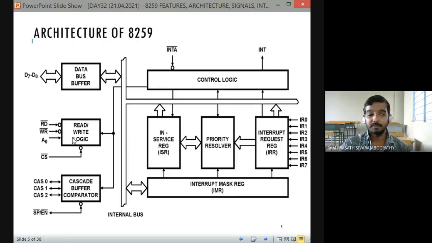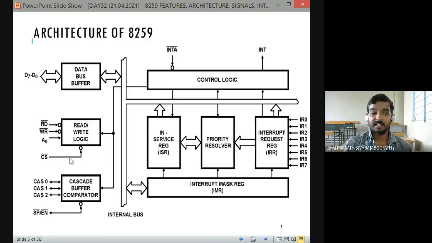Coming to this block, the read-write logic block. What are the signals we are having? RD bar, WR bar, CS bar, and A0. What about the purpose of CS bar? As in 8255 and 8253, the same here also. What does it mean? When 8259 will get selected by the CPU. What is the condition required to select the 8259? If CS bar is 1, will 8259 be selected, or if it is 0?